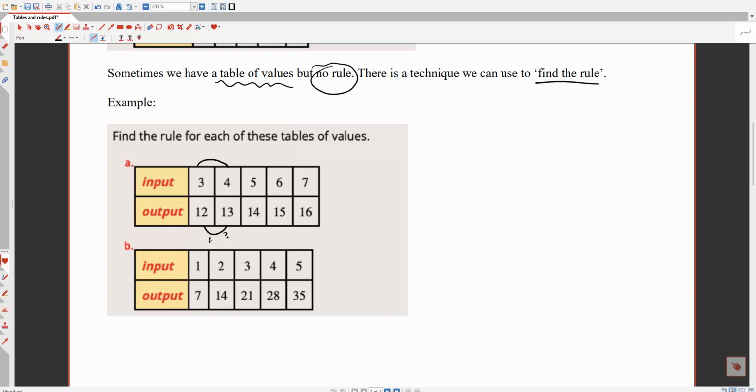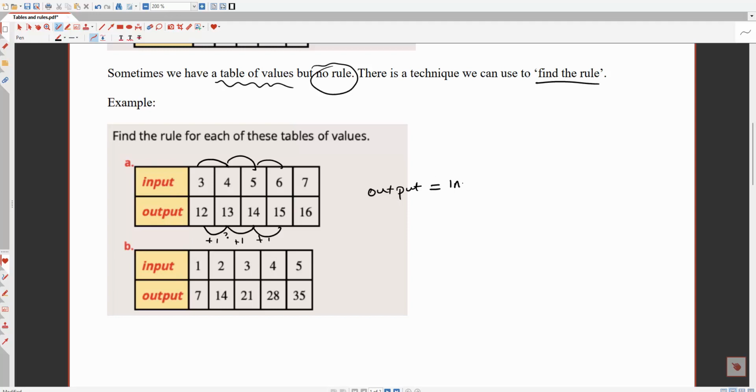So you notice that it's up by 1. When this goes up by 1, this also goes up by 1. When this goes up by 1, this one also goes up by 1. And it's going to be the same process for each of these input numbers. All right. Now, what that tells us is the output. So we're going to start writing our rule. Output is the same as the input.